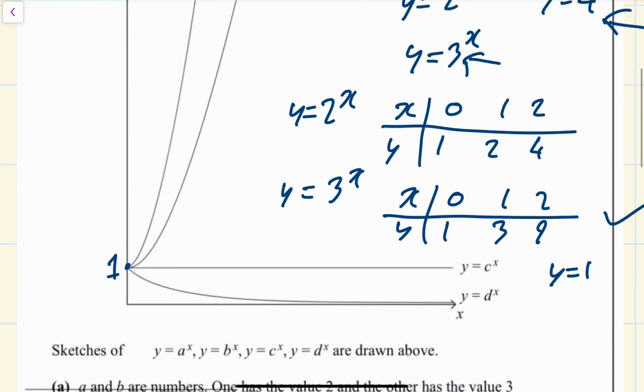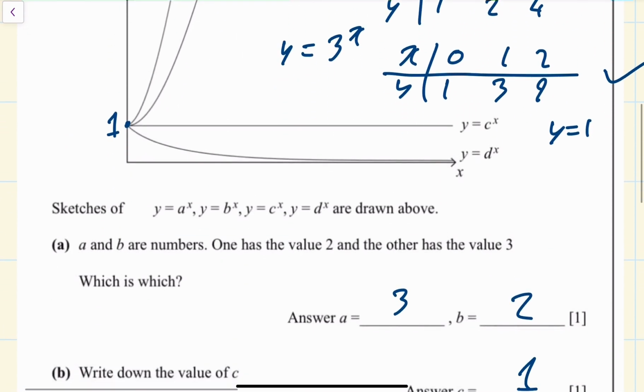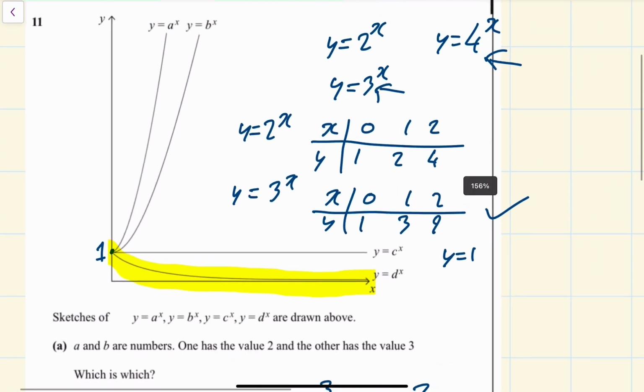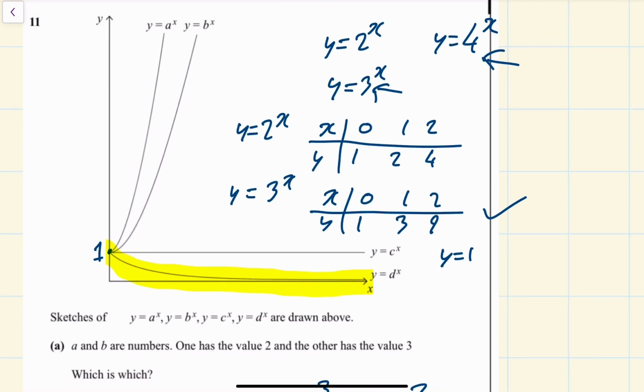Estimate the value of d. So where is my d? d is this one here. d is the one that's going downwards. So let's have a wee look at this. We'll do another table of values out here. So I'm going to try something. It's going to be less than 1.